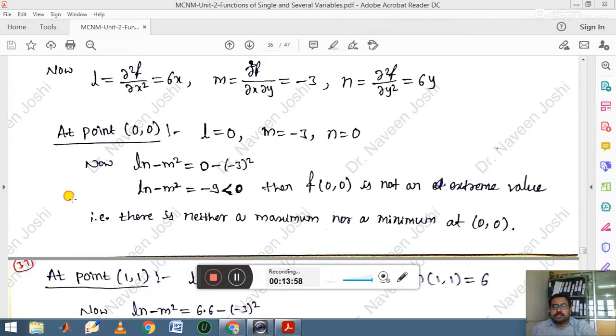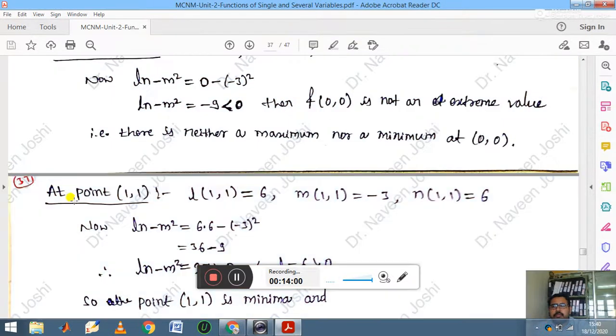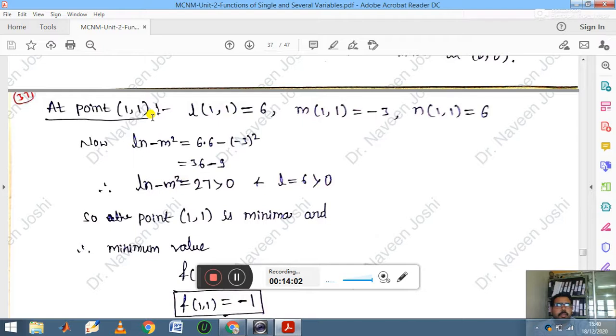Then go with the second set of points, 1 comma 1. At point 1 comma 1, x value 1, y value 1. You got the expressions for lmn. There you use x value 1, y value 1. Therefore your L value is 6, m value minus 3, n value 6. Here you calculate ln minus m square. If you calculate, the answer is 27. 27 means it is greater than 0.